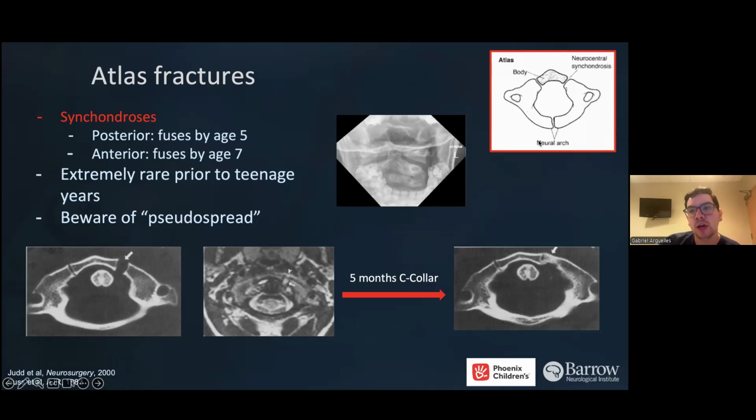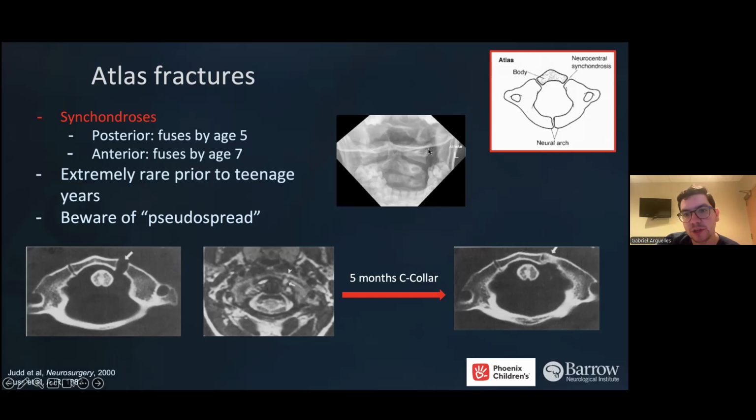So there's the posterior synchondrosis at C1, which fuses by age 5, and you'll get ranges of ages here, but age 5 is one. And then anteriorly, these synchondroses fuse by age 7. Again, it's extremely rare to get a fracture here prior to the teenage years because these synchondroses have more laxity, and so it prevents fracture. When you get to the teenage years, these are ossified, and we think of them more as adults as far as their anatomy and predisposition to injury.